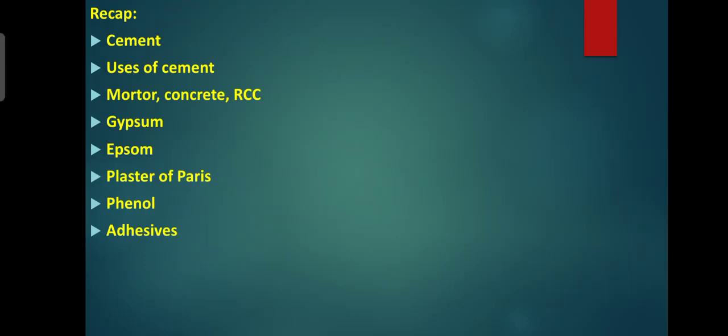In the previous section, we saw about cement, uses of cement. What is meant by cement? Cement is a binder, a substance used for construction that sets, hardens, and adheres to other materials to bind them together. Cement becomes hardened when it is mixed with water.